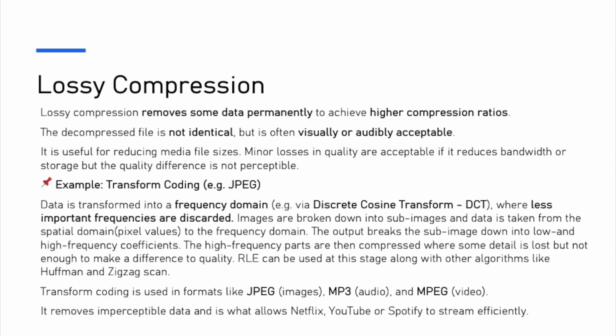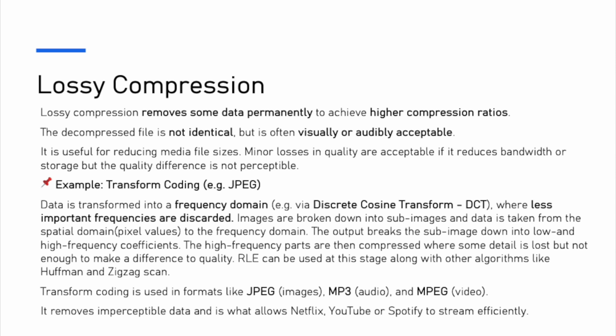Now this is the example you need to remember for the exam. So data is transformed into a frequency domain. For example, we use discrete cosine transform, DCT, where less important frequencies are discarded. So images, for example, are broken into sub-images and data is taken from the spatial domain, which is basically the pixel values, as pixels take up space, obviously, in an image. From that spatial domain, we break it down to the frequency domain. So the output breaks the sub-image into low and high frequency coefficients.